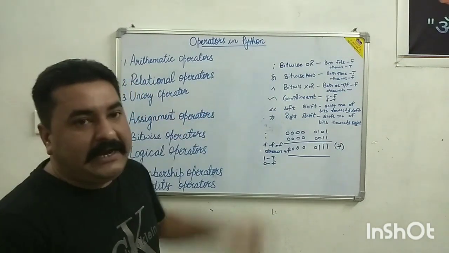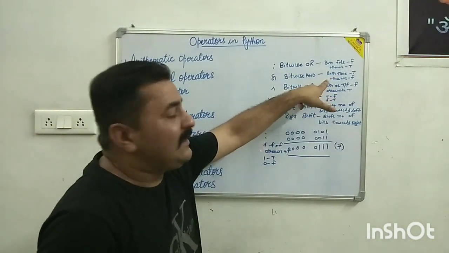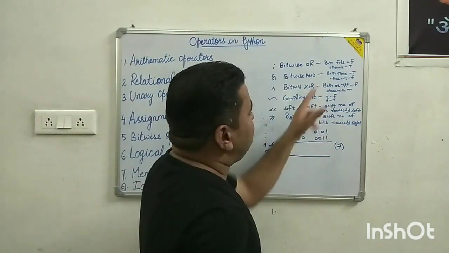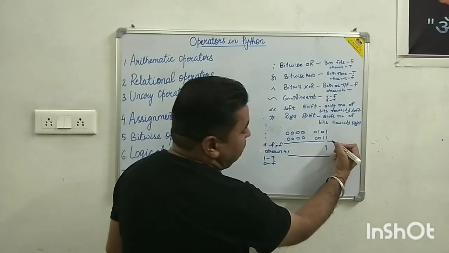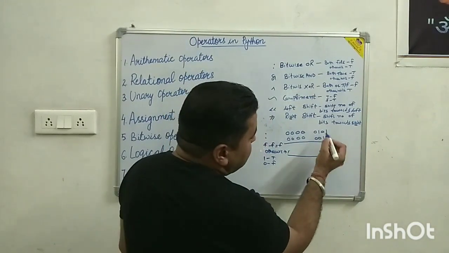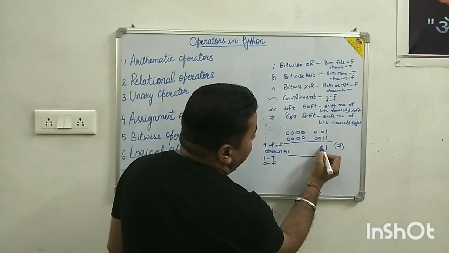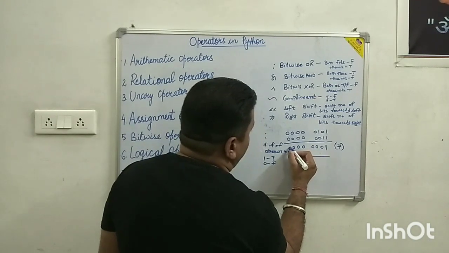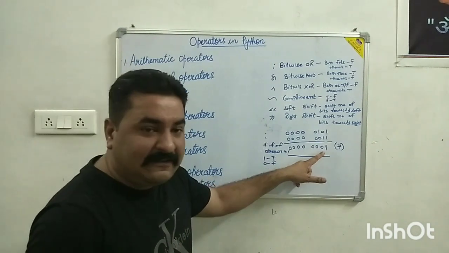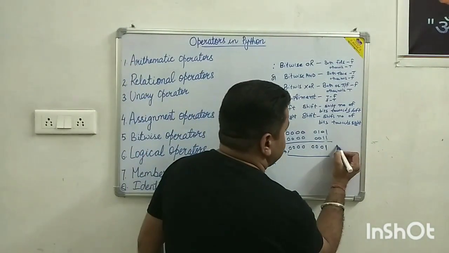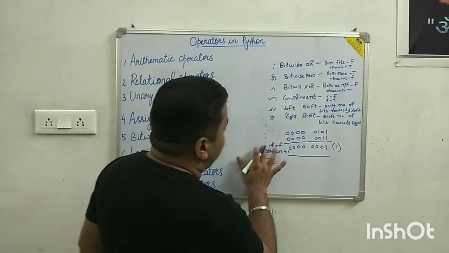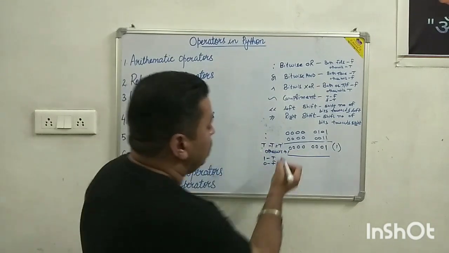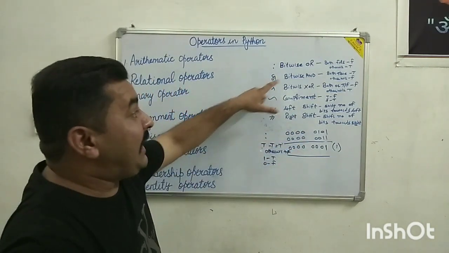Next, the bitwise AND operator. If both the values are true, then it is true, otherwise it is false. If we write these values again, 1 1 is true, so the result is also true. Then 0 1 is 0, 1 0 is 0, and 0 0 is 0. The result is 1 only where both the values are true, otherwise false. So this shows the bitwise AND operator.